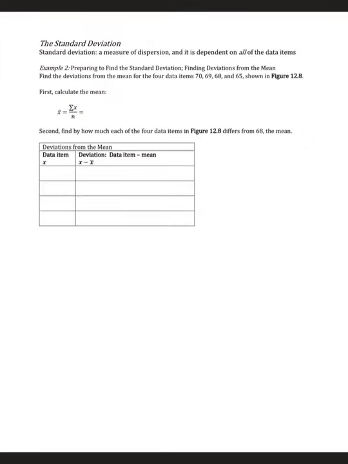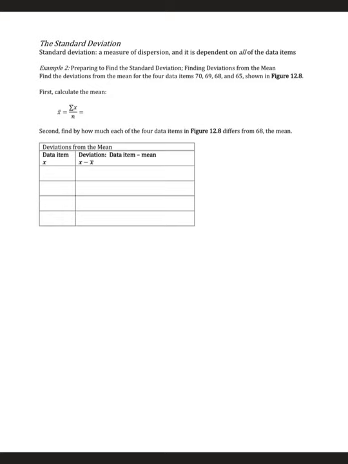Okay, the next one. Now we're moving on to standard deviation. The standard deviation is again a measure of dispersion, and it's dependent on all of the data items. Whereas range solely focuses on the highest and the lowest. It doesn't matter about anything in between. Now we're focused on what's in between as well. So we're going to use the same chart that we looked at in the first one.